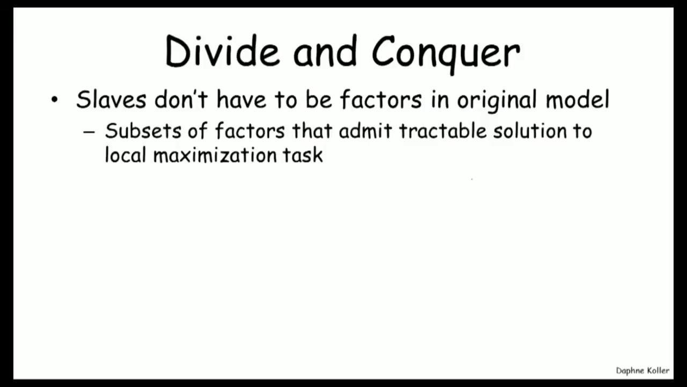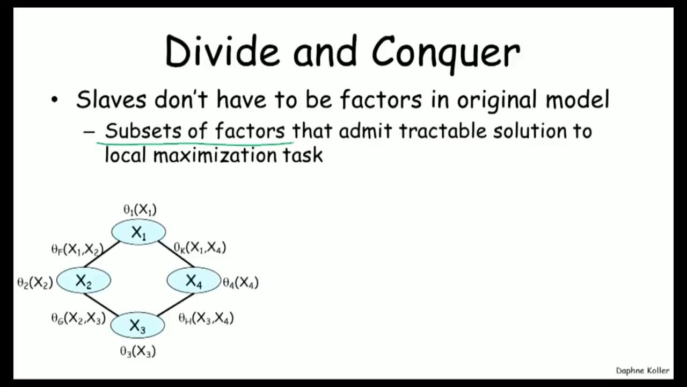Now, I've done this in the context of a very simple scenario where I've broken up my model into the factors that existed in the original specification. So, for example, I had factors that were pairwise potentials, so I had a slave for each such factor. But that doesn't have to be the case. In fact, the only constraint that I need to satisfy is that I need to define a slave to be a subset of factors that admit a tractable solution, so that each one can be optimized efficiently when considered in isolation.